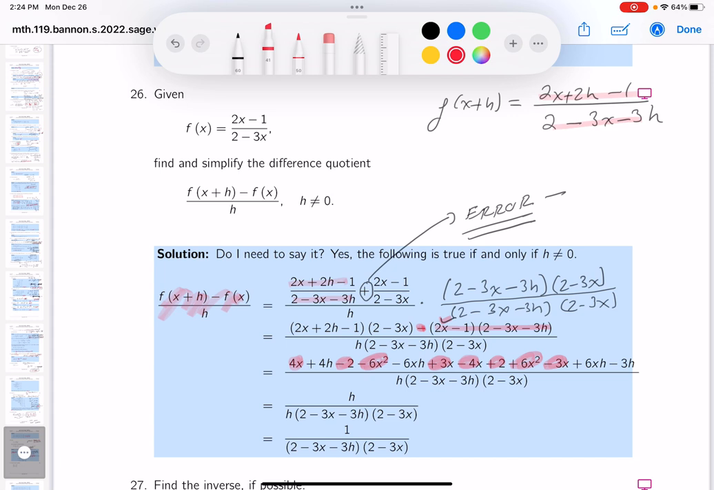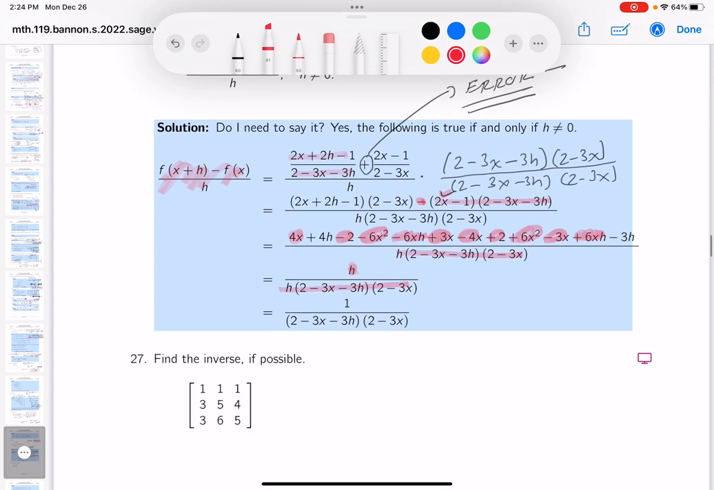The question is, what are you left with? Well, let's keep going through it. This disappears. Looks like everything has disappeared, but now I'm left with 4h minus 3h, and that would just give me an h. I'm down to a very simple expression over here. What happens now? Well, h is not 0, so these things cancel off, and what are you left with? As advertised, 1, over 2 minus 3x minus 3h times 2 minus 3x. We just did the difference quotient. Thank you.